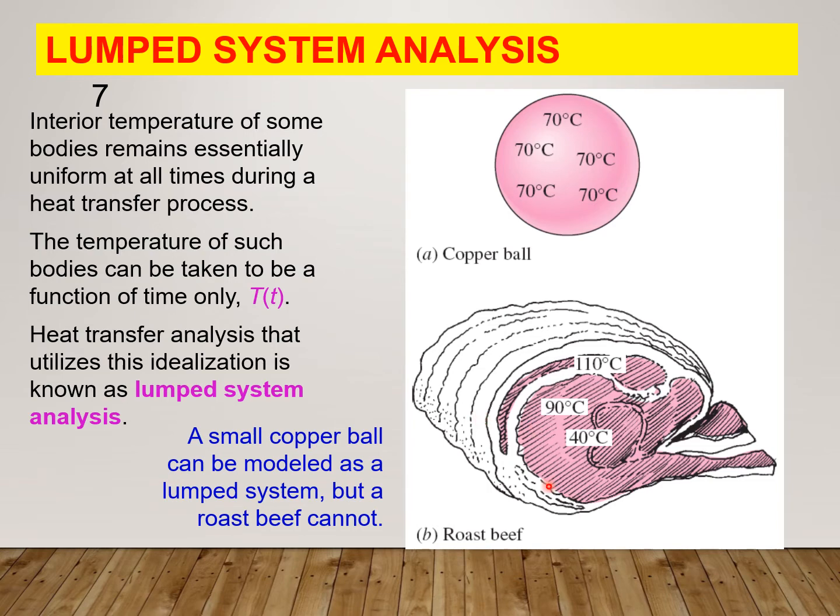But in the case of roasted beef, it is not a lumped system. At the center its temperature is 40 degrees Celsius, in the middle its temperature is 90 degrees, and at the top surface its temperature is 110. Somewhere at the back there would be another temperature, and this way the temperature of such a body like roast beef is not a function of only time, but a function of distance and other dimensions. So this is not a lumped system, this is a lumped system. When we discuss transient conduction through a large plane wall, we consider that it is a lumped system, and then we do all the calculations required.